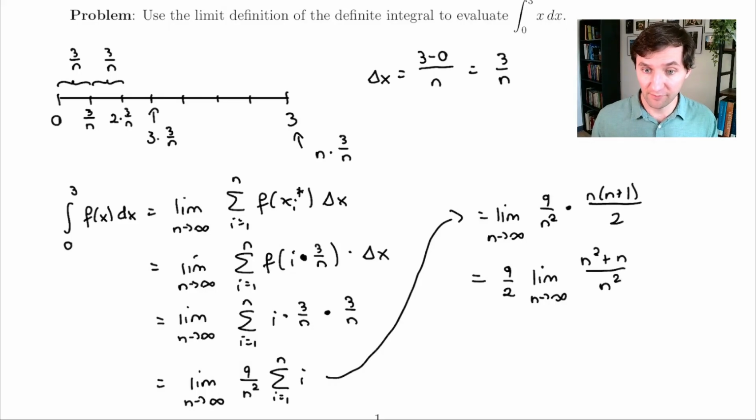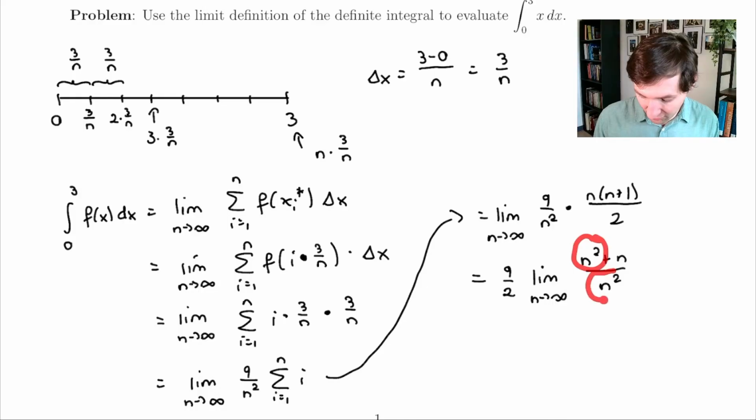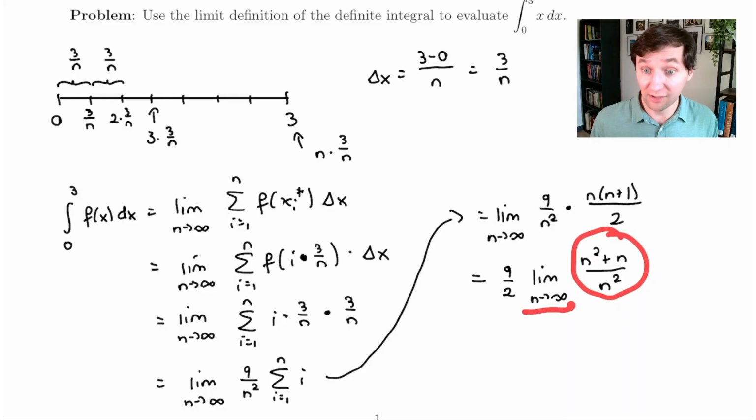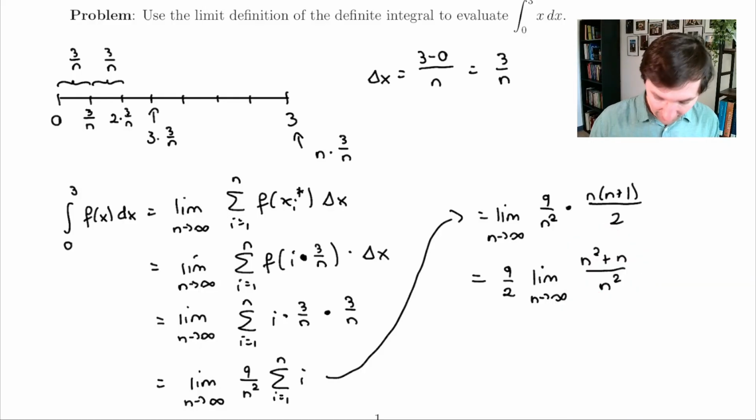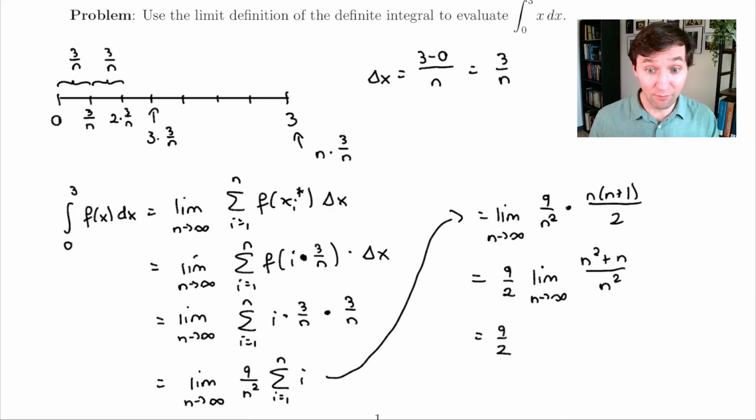To compute this limit, I look at the leading terms. The leading term in the numerator is n squared. The leading term in the denominator is n squared. Because these are the same, the limit of this entire expression as n goes to infinity is 1. Altogether, I get the answer 9 over 2. Note that this answer makes sense.